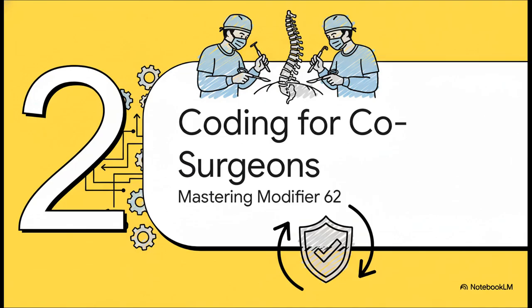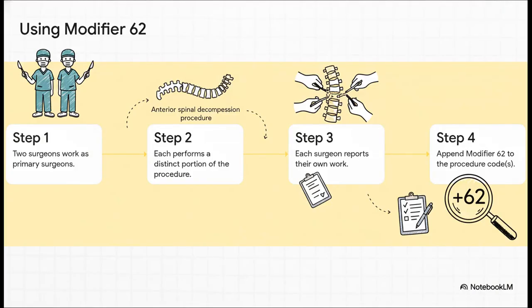We're going to tackle a situation that trips up a ton of new coders, co-surgeons. It's all about getting a handle on modifier 62. So, when can you actually use modifier 62? Think of it as a 4-box checklist. First, you need 2 surgeons. And, this is the important part, both of them have to be acting as primary surgeons.